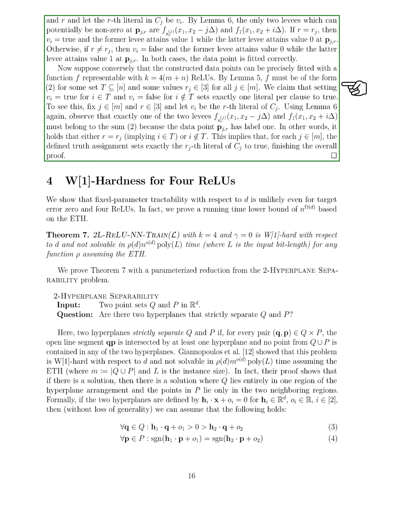Now suppose conversely that the constructed data points can be precisely fitted with a function f representable with k ReLUs. We claim that setting v to true for i in t and v to false for i not in t sets exactly one literal per clause to true. This completes the overall proof.